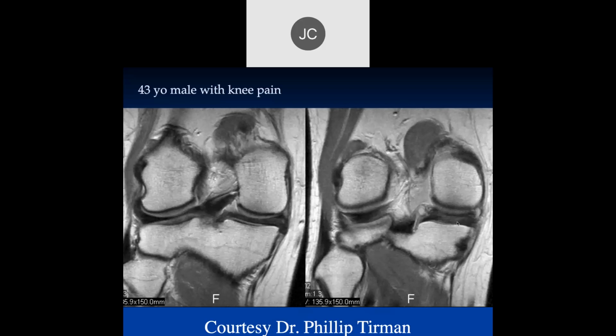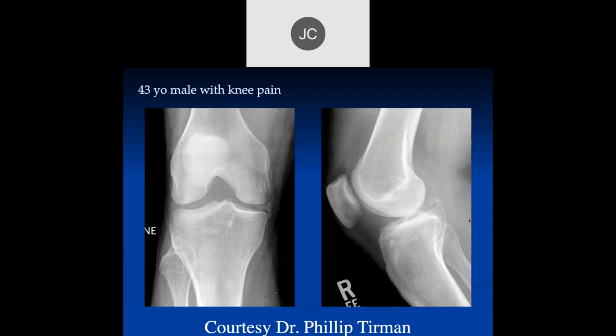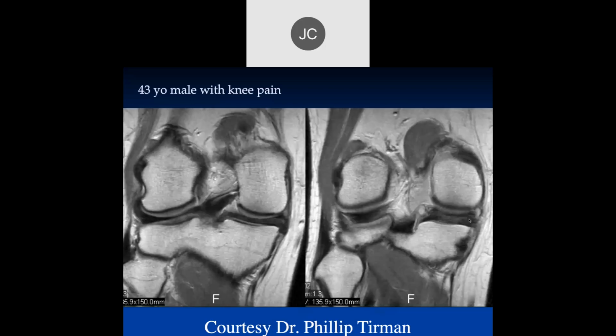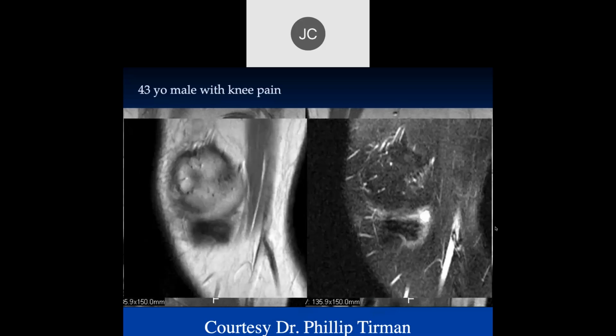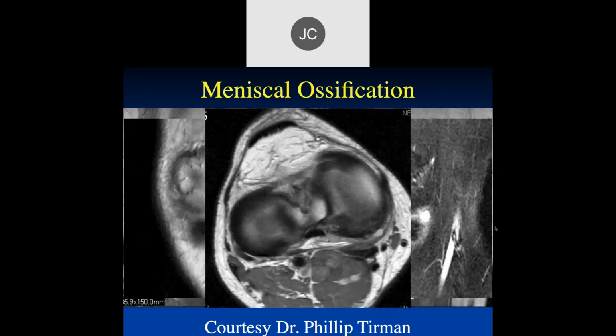So if there are plain films and you see that, it's good to compare, because this is so obvious on a plain film, and sometimes you look foolish if you don't talk about it on the MR scan. But if you don't have an X-ray, you can't be very specific. Just remember that. Meniscal ossification is the same thing as with cartilage ossification with chondrocalcinosis, which we'll talk about too.